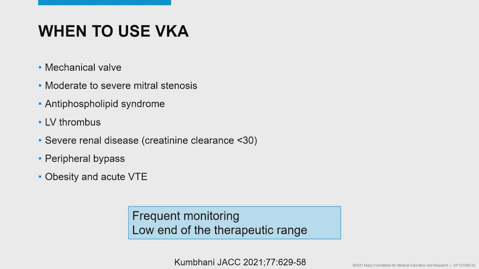Things that you can do to reduce the risk of bleeding is to recommend frequent monitoring. So instead of spacing it out to 4 to 6 weeks, try to keep the patients on a closer monitoring routine and try to keep them at the lower end of the therapeutic range. I don't recommend narrowing the therapeutic range, because that tends to lead to patients being all over the place, bouncing above and below. So keep them between 2 and 3 or 2.5 and 3.5, but try to keep them on the lower end.